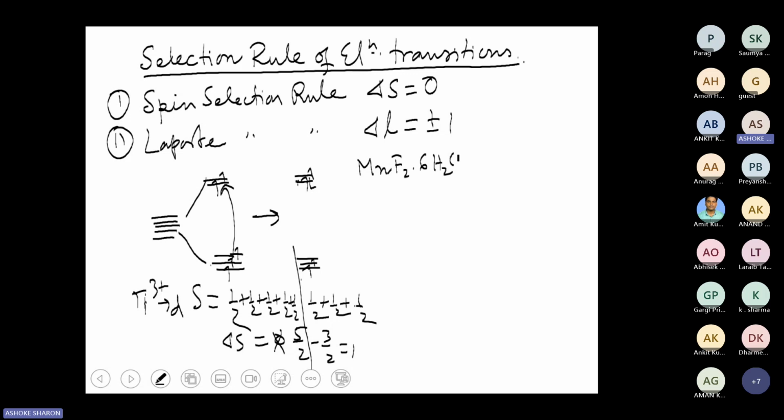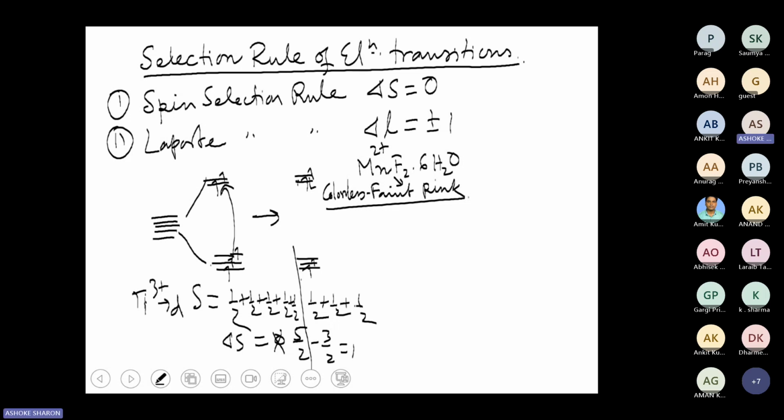MnF2.6H2O. This molecule has Mn in +2 oxidation state, and fluoride is a very weak field ligand. That's why it is almost colorless. A very light, faint pink color is observed. That means colorless to faint pink color is observed for MnF2.6H2O as it is a high spin D5 system.